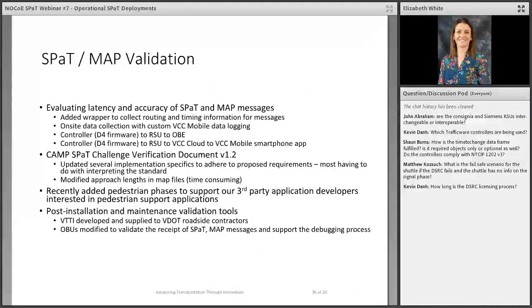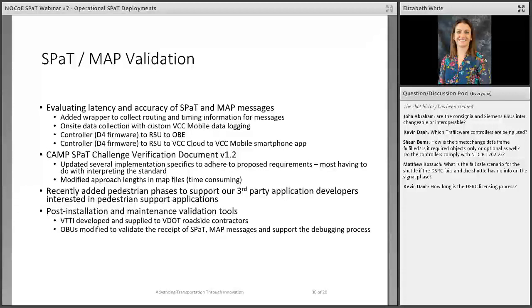So as far as SPaT and map validation, there are a few things we're doing on that front. First, we're evaluating the accuracy and latency of SPaT and map messages. And to do that, we've added a custom wrapper code so that when messages are received and then rebroadcast or transferred throughout the system, we essentially get a list of routing and the timing of where that occurs, so we can see each message and each hub, the routes it took and the time it took to get from point A to point B. We did a fair amount of data collection on the roads and logged the data on our VCC mobile app, and that's currently being used to develop a profile for latency and the characteristics of how the data flow through the system.